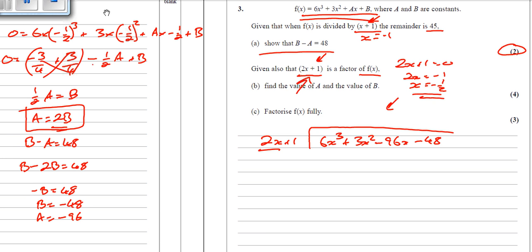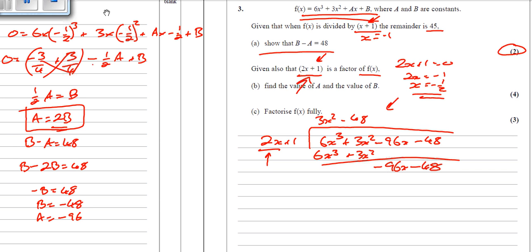So what do we multiply 2x by to get 6x cubed? That's going to be 3x squared. So times everything by 3x squared, and you're going to get 6x cubed plus 3x squared. So if we take that away, we're left with minus 96x minus 48. What do we multiply 2x by to get minus 96x? And that's going to be minus 48.